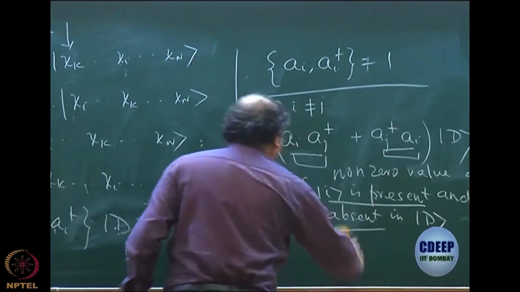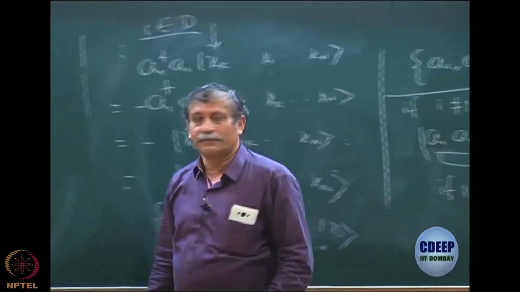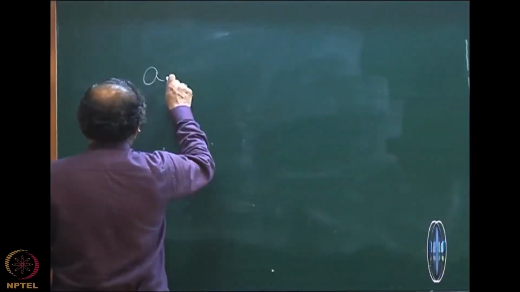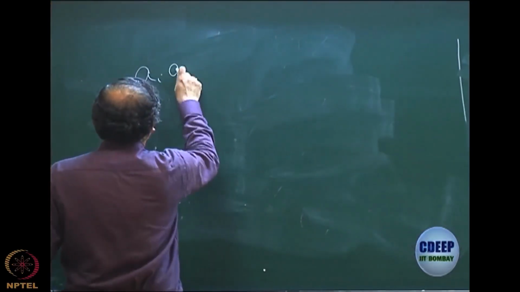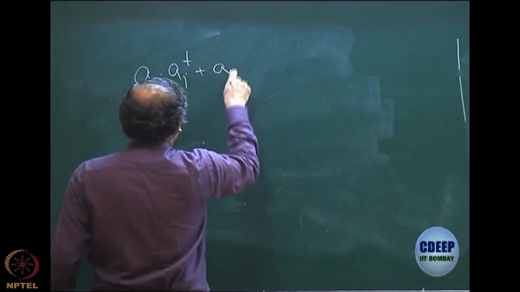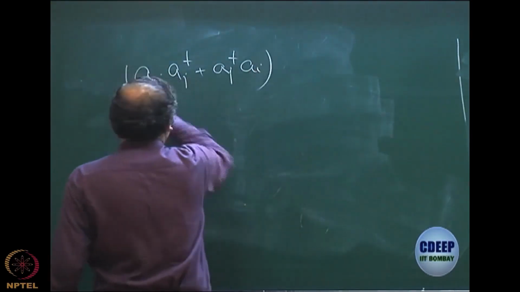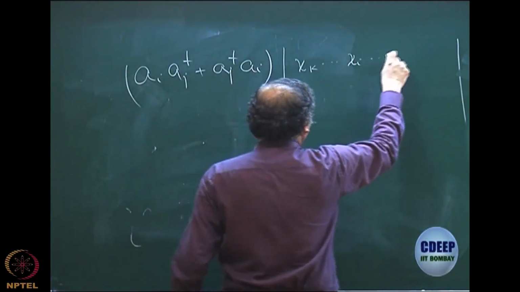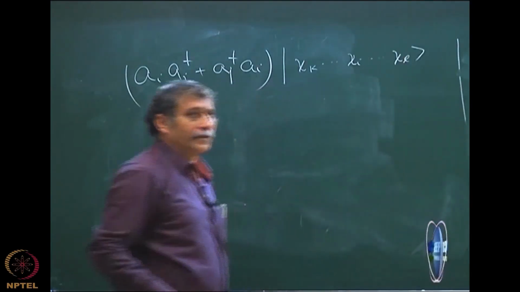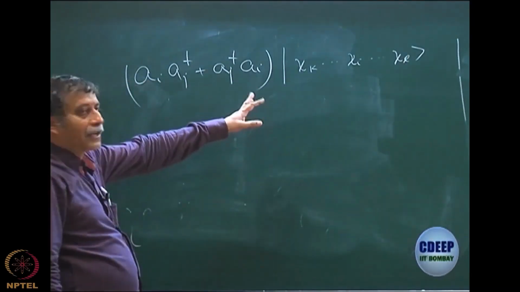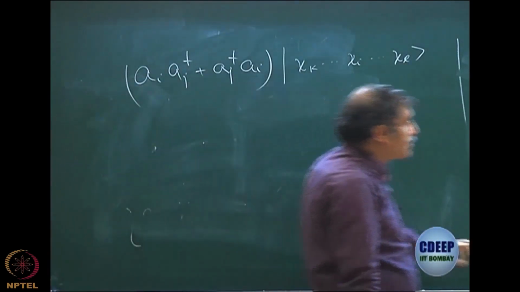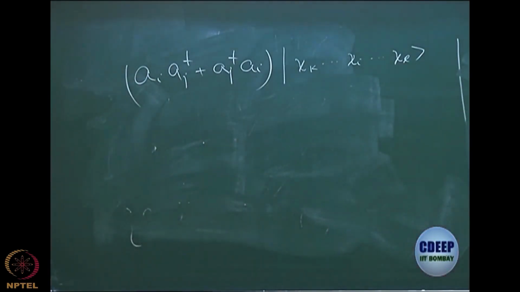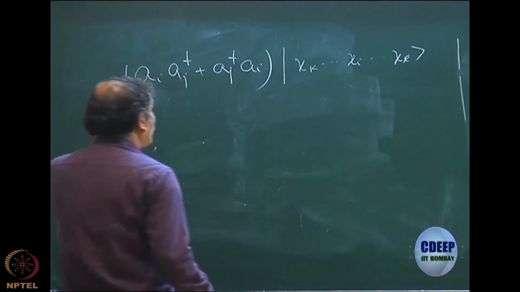So, let me now take that determinant. My determinant is: I is present, j is absent. So, I have AI AJ dagger plus AJ dagger AI on a determinant which is now, let us say, generally chi k etc. Somewhere chi I is there, exactly like the way I write chi L or chi N, whatever. So, I am just marking chi I as an arbitrary orbital which is now present, and of course, very importantly, j is absent. So, j is absent.